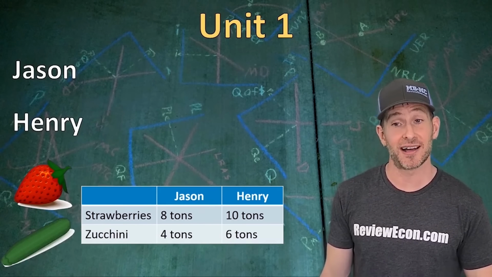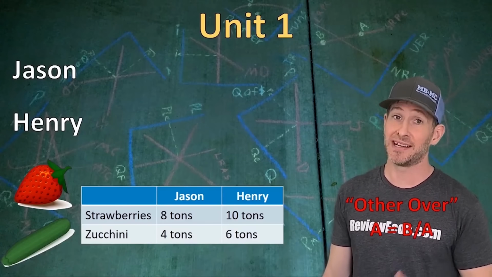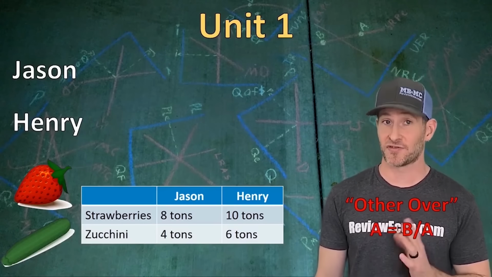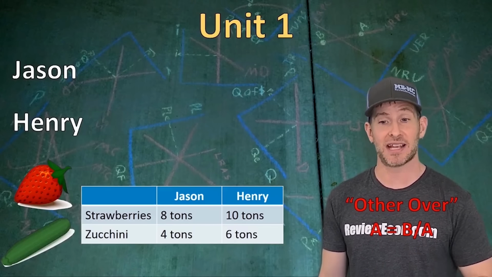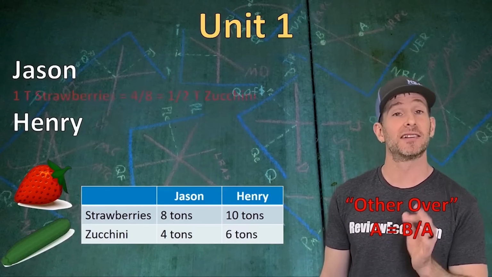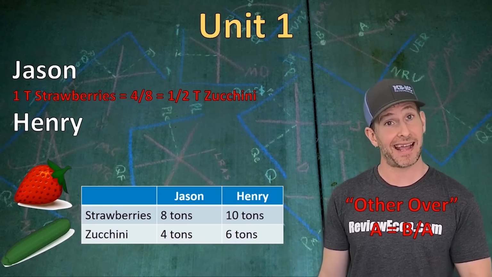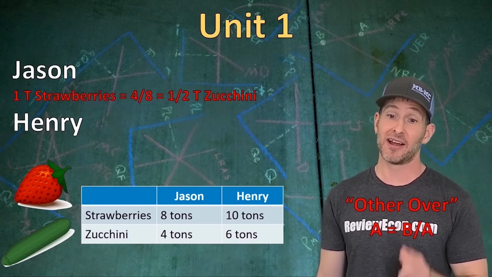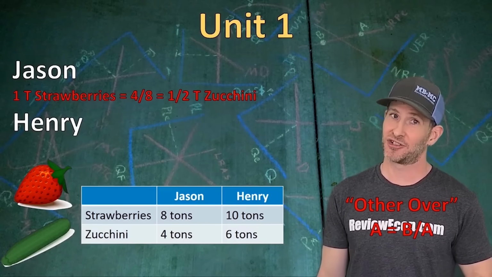So the opportunity cost of A is the numbers for B divided by the numbers for A. That means Jason's opportunity cost for 1 ton of strawberries will be the numbers he has for zucchinis, 4, divided by the numbers he has for strawberries, 8. That reduces down to 1/2 a ton of zucchini for every ton of strawberries Jason produces.